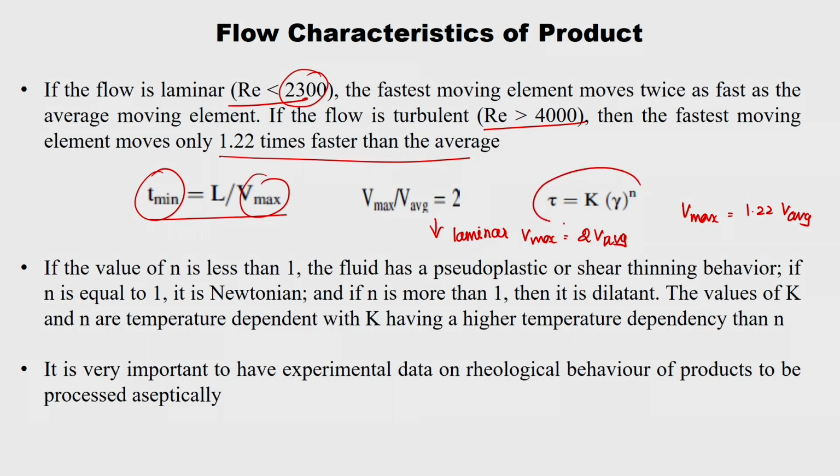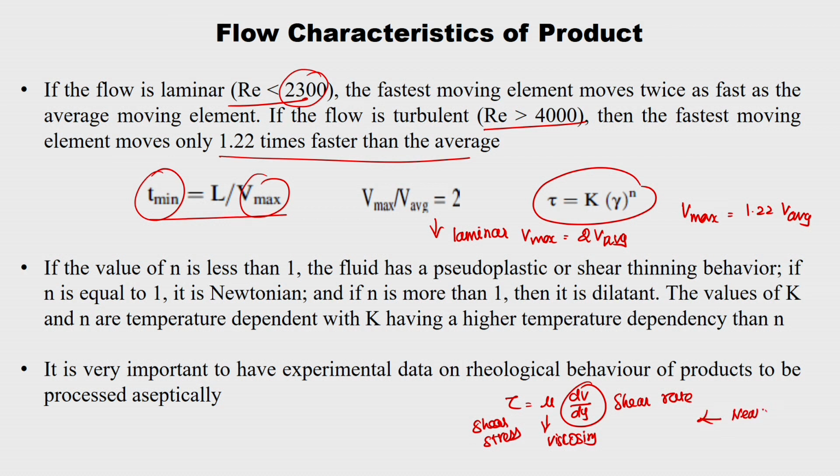And one more property we have seen is the viscosity, right. The viscosity and shear stress relation is tau equal to mu into dV upon dy. So, this we call the shear rate, from the velocity profile, and this is the viscosity, and this is the shear stress. Right. So, this we call Newton's law of viscosity.